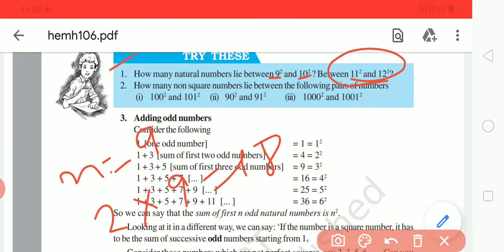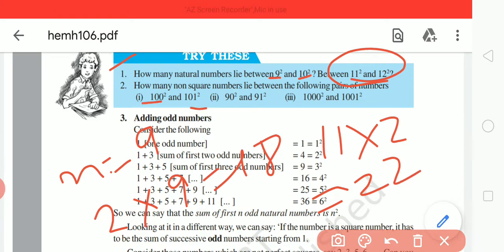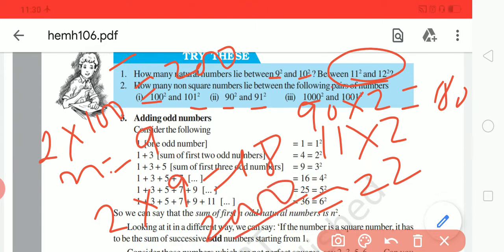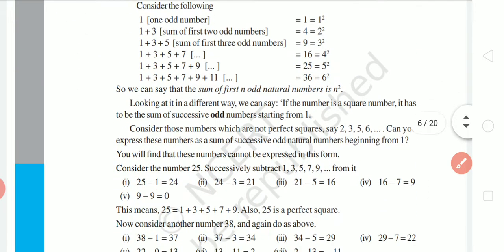So you can find for 11 and 12 also. 11 2s are 22 numbers lie between them. Here 100 and 101, so 100 into 2 is 200, so 200 numbers lie between these two. 90 and 91, one thing is we have to check, 2n numbers lie only between n square and n plus 1 square, means here we have just given consecutive numbers, so 90 into 2 is 180 numbers can lie, and here 1000 and 1001 we have given, so 1000 into 2 is 2000 numbers can lie between them, right? So 2s are we have to find for the first number.